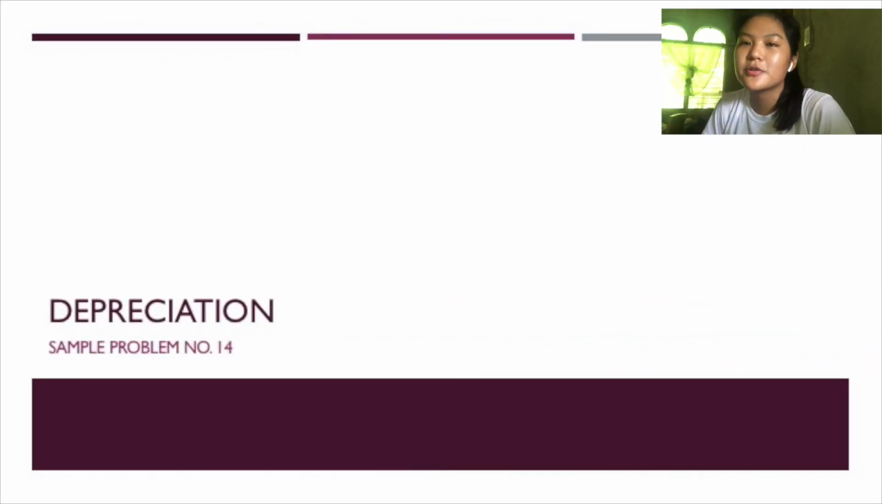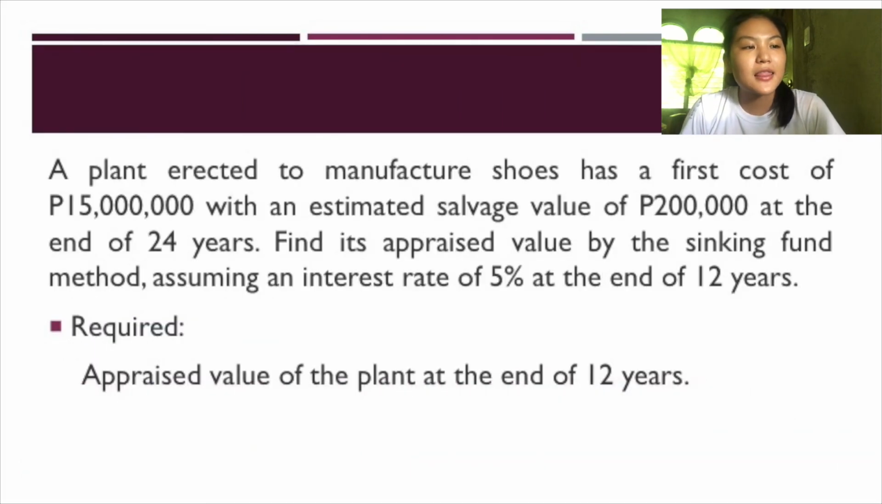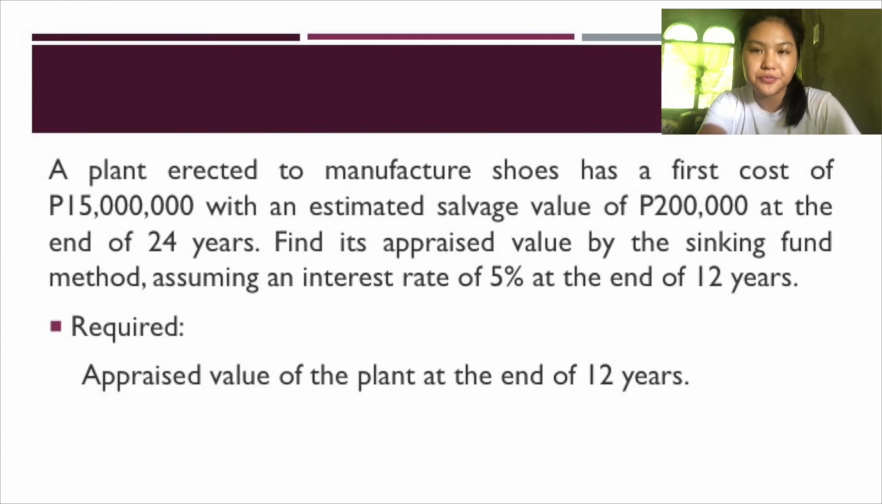So now let's go to problem 2 of depreciation. A plant erected to manufacture shoes has a first cost of 15,005% at the end of 12 years. So the required for this problem is the appraised value of the plant at the end of 12 years. So for the solution, the appraised value is equal to the book value.